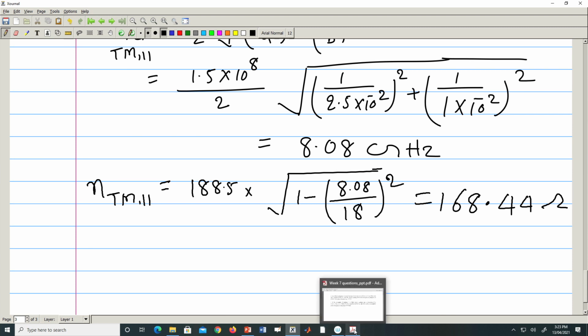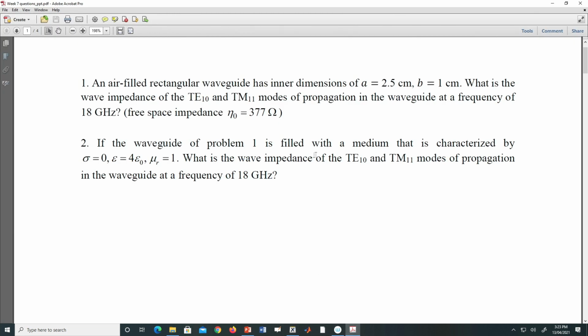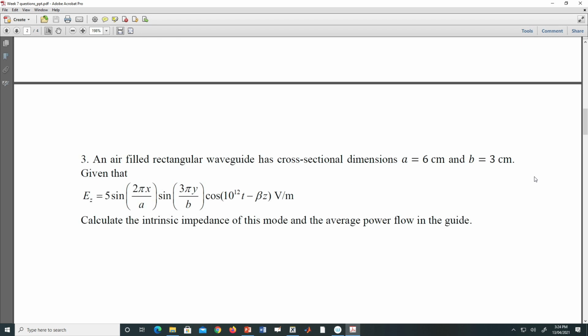In the next part, an air filled rectangular waveguide has cross sectional dimension A equal to 6 centimeter, B equal to 3 centimeter, given Ez is equal to 5 sin 2 pi x by A sin 3 pi y by B cos 10 to the power 12 t minus beta z volt per meter. Calculate the intrinsic impedance of this mode, because this impedance depends on the mode of operation. We also have to calculate the average power flow in the guide for this mode.